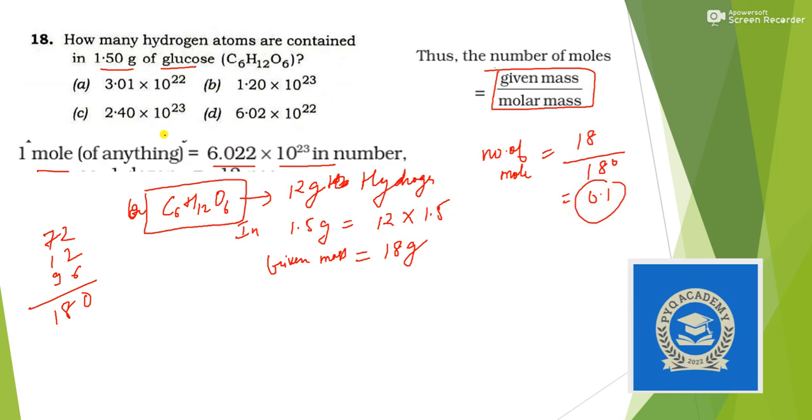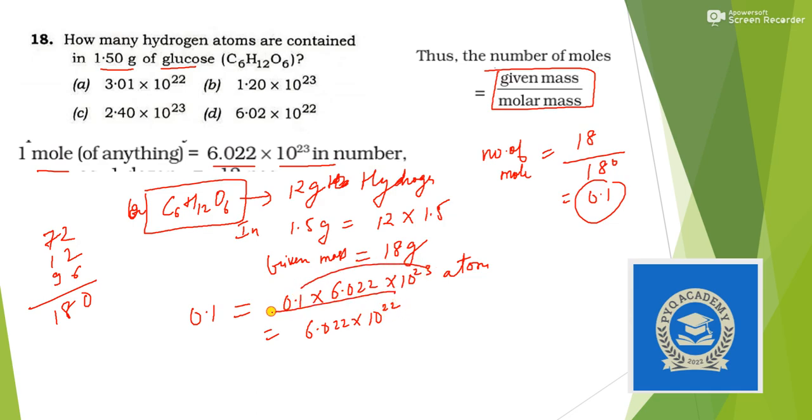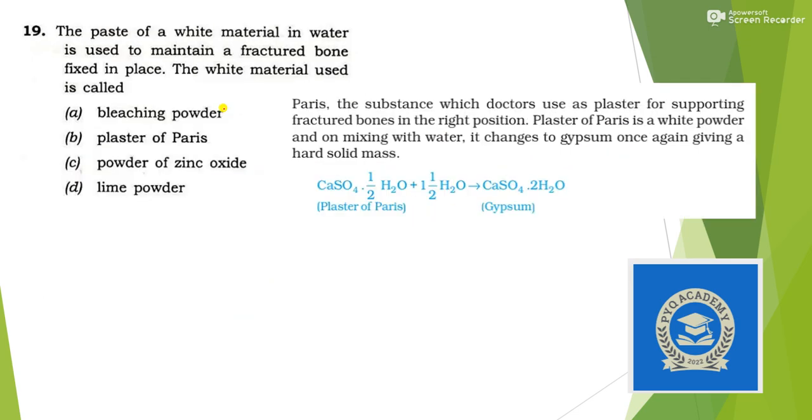Okay, now let's move to this calculation: 1 mole contains 6.022 into 10 to the power 23 atoms. So 0.1 mole will contain 0.1 into 6.022 into 10 to the power 23 atoms. Okay, so it will become 6.022 into 10 to the power, this will eliminate 1 power. So our answer is 6.022 into 10 to the power 22. So the answer is option D. Okay, let's move to the next question.